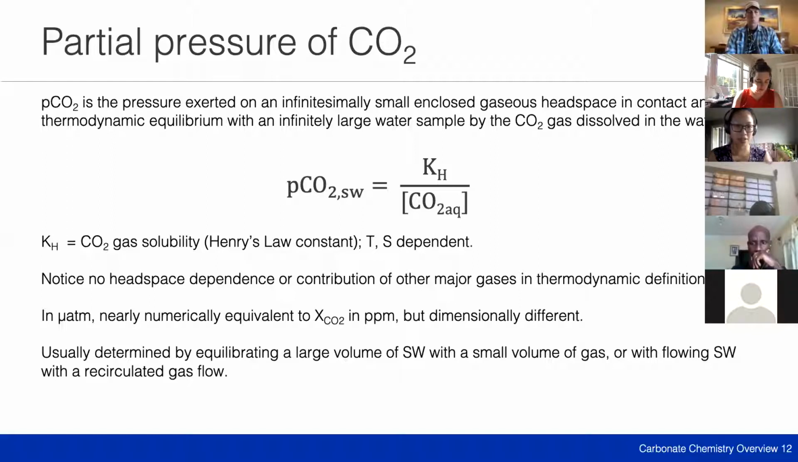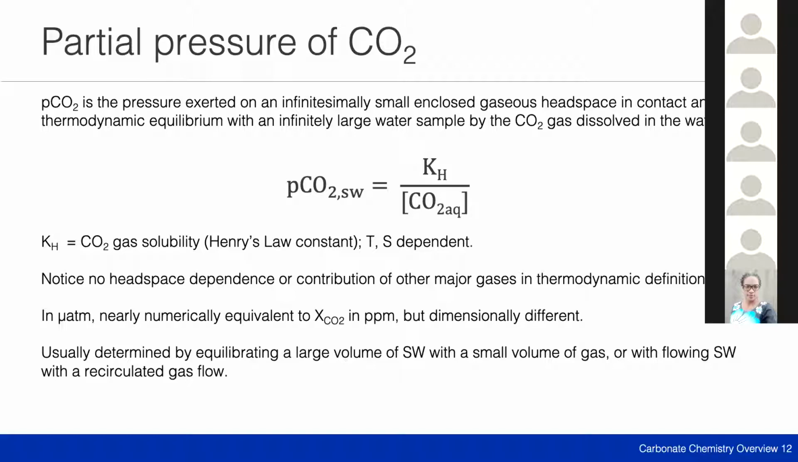And there's this constant called KH, which is Henry's law constant. That is the gas solubility, and then the ratio of that with the concentration of CO2 in the water is what gives you your pCO2 in the seawater.